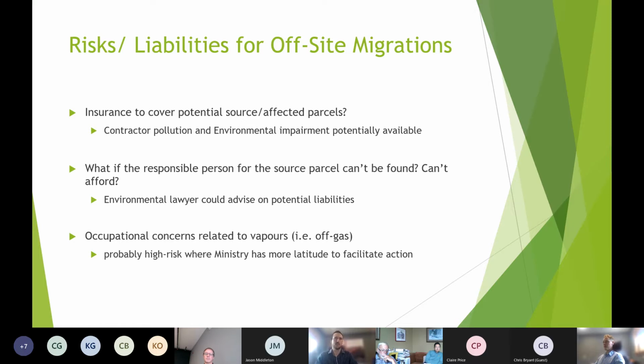And so, as Paul was mentioning, if the site is considered high risk, the ministry can get involved and encourage the source parcel to fix the high risk conditions, or they may be subject to some fines. So generally, if you're dealing with an offsite migration issue in terms of occupational exposure, it'll usually be captured under the high risk conditions if it's being assessed properly.